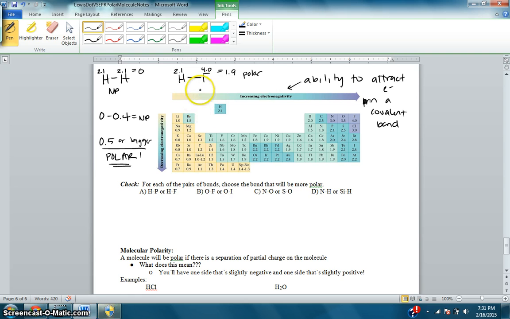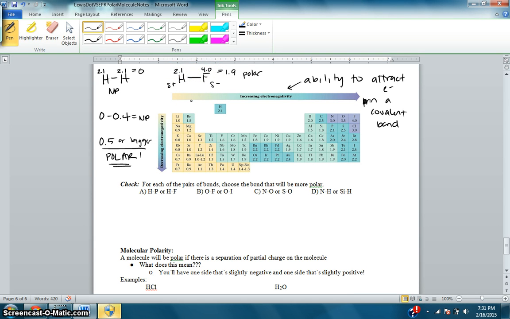Now what that means, because the H is pulling the electron so much closer to itself, the electron is going to spend a lot more time around the F and a lot less time around the H. So because of that, this side of the atom is going to take on a kind of negative charge, and this side of the atom is going to take on a kind of positive charge because the electron is being continually pulled away from the hydrogen and towards the fluorine. So this side is getting more negative, and this side is getting more positive.